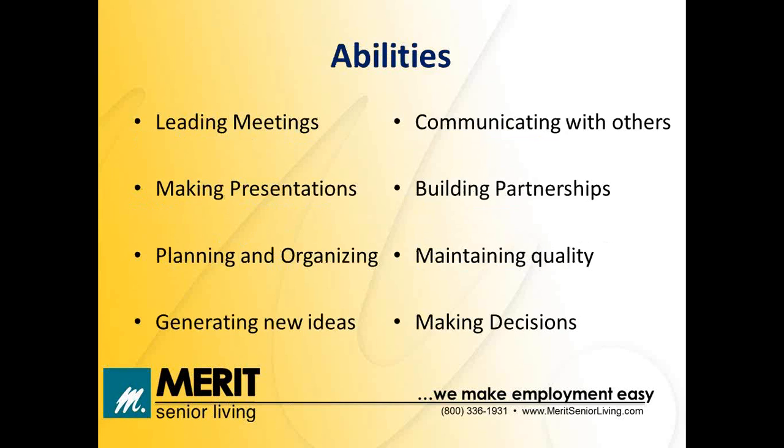Abilities. Abilities represent a person's knowledge, skills, and capabilities. General abilities include their ability to lead meetings, to make presentations, plan and organize, generate new ideas, communicate with others, build partnerships, maintain quality, and make decisions. What is their ability in each one of these areas?